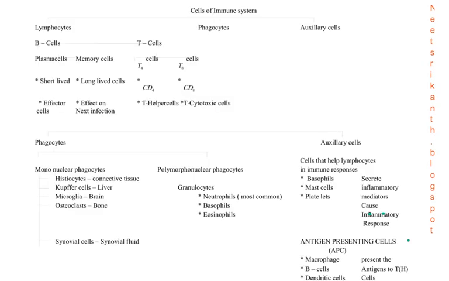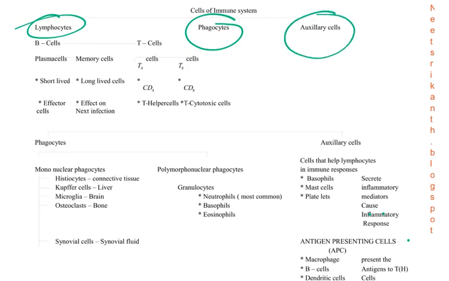Cells of Immune System. Basically, there are three types of cells in the immune system which participate in the immune activities of the body: lymphocytes, phagocytes, and auxiliary cells. Among them, first of all, let us see about the lymphocytes.